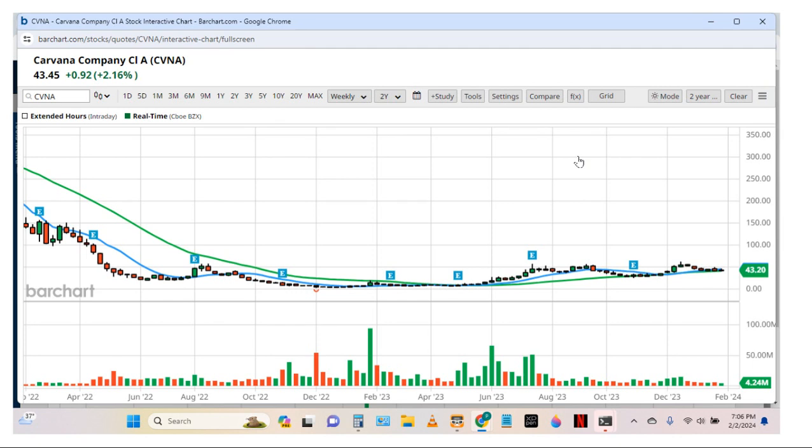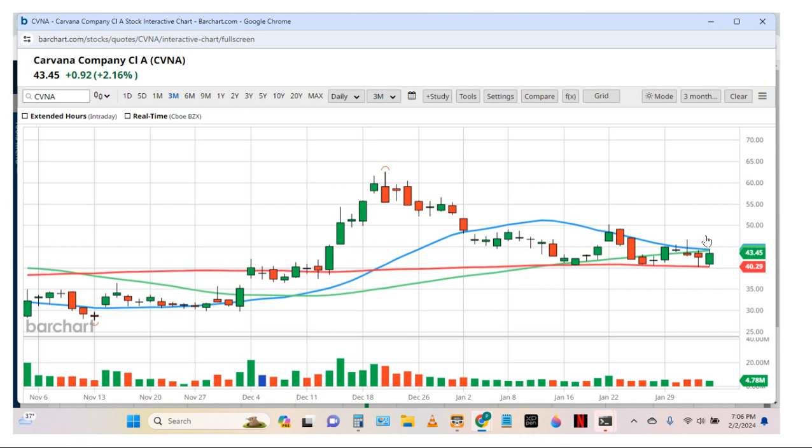Carvana is another possible idea. Weekly, it's had a bit of a price contraction pattern where price has moved up and came back. We had a little bit higher low there on earnings, had a good reaction to earnings, and now it's kind of making another possible higher turn here. So watch Carvana. That's a possibility. Daily, it's still kind of in this pullback mode, so not quite yet.